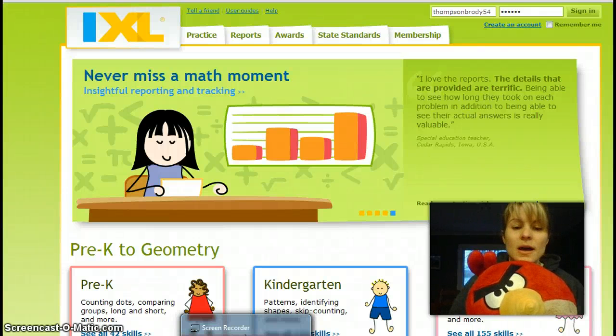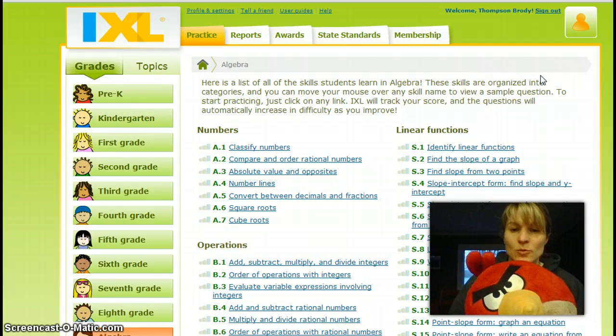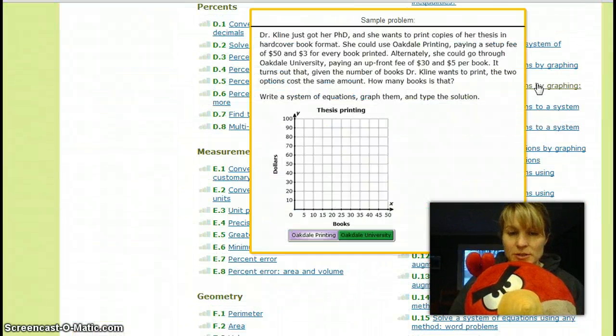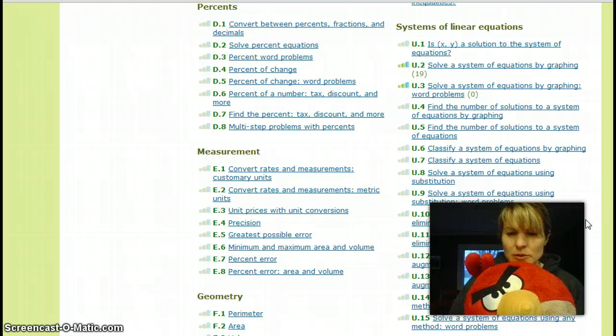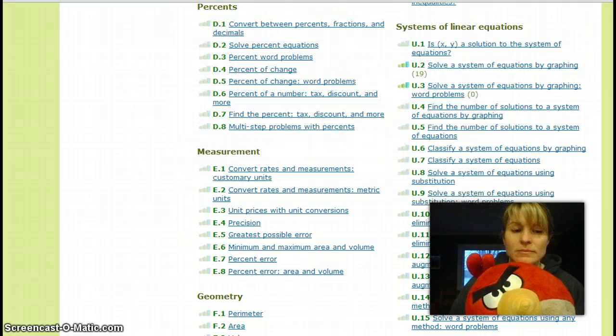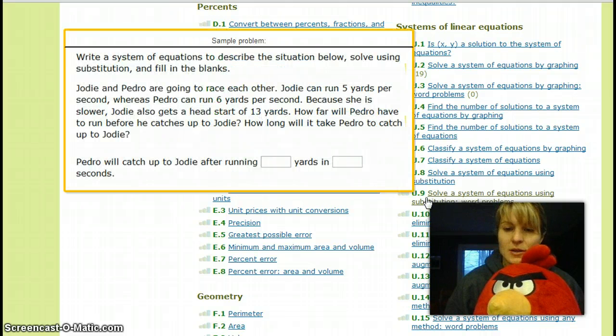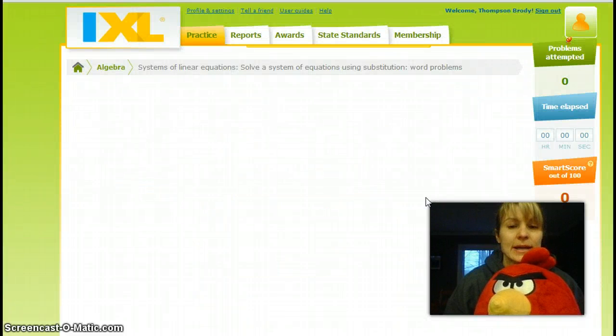Okay, so for tonight's assignment, you want to go to the IXL website and sign in like regular. Then we're going to scroll down to Systems of Equations using word problems. And that is U.9, excuse me. So you're going to choose U9, which is using word problems like we worked on today in class.